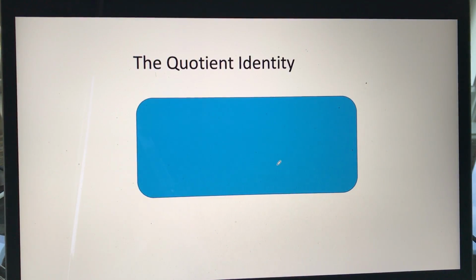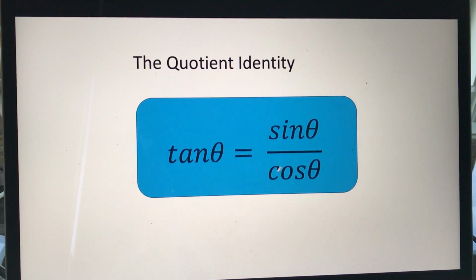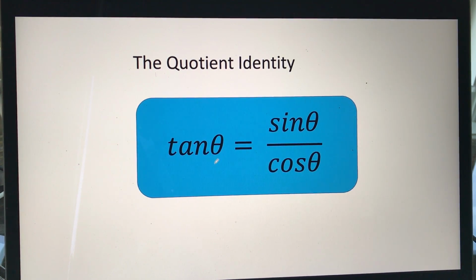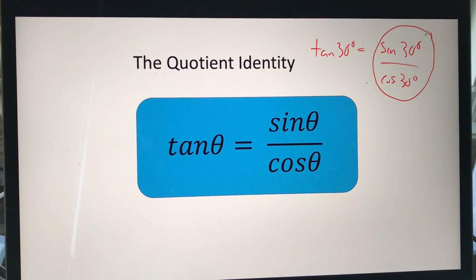There's a couple identities or properties that we need to use when we're dealing with these trig problems. One is called the quotient identity, where tan theta equals sine theta over cos theta. So you could try this on your calculator. You could pick any angle, say tan 30, and then put in on your calculator sine 30 over cos 30. If you tried this fraction, you got the answer, and then if you tried tan 30, you got the answer, they would be equal. They would be the same thing. So this is one property we use.